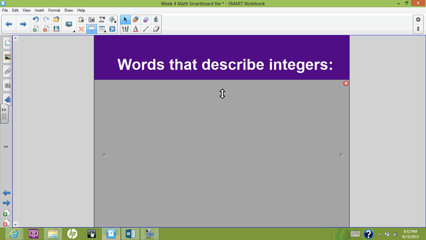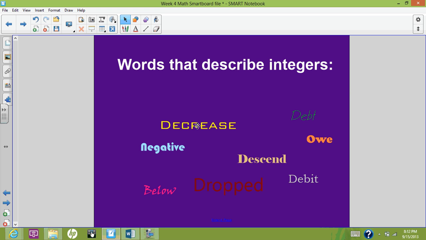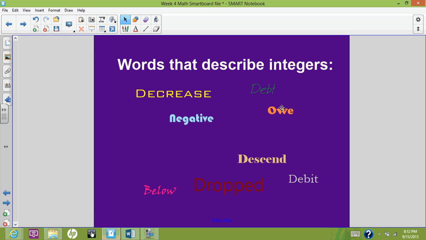First thing we need to do, though, and this should still be on the same page, write words that describe integers. You might want to put it in a great big box. These are important. As soon as you see one of these words, it's a signal I am probably dealing with integers. So some of the words we have are decreased, like for example, the temperature decreased. Negative, well, that's a clear indication that you're dealing with negative numbers. Debt, when you owe somebody money, those represent negative number situations.